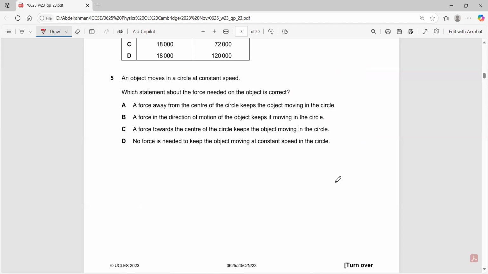An object moves in a circle at a constant speed. Which statement about the force needed on the object is correct? We know that this is a centripetal force towards the center of the motion, which is perpendicular to the motion, right? Force away from the center, no, not away. Force in the direction of the motion, no. Force towards the center keeps the object moving in a circle, yes. No force is needed, no, there is a force needed. So it's only C.